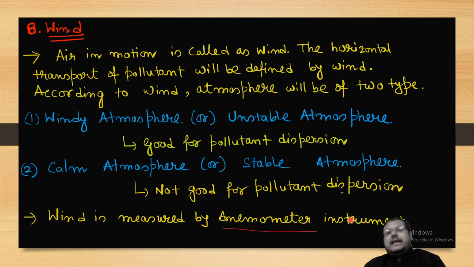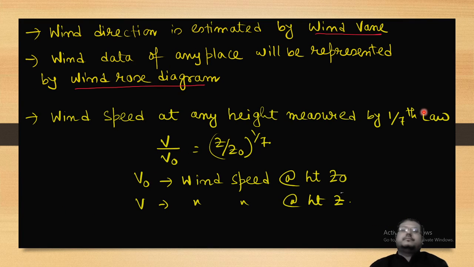Wind is measured by anemometer instrument. Wind direction is estimated by wind vane, and wind data of any place will be represented by wind rose diagram.